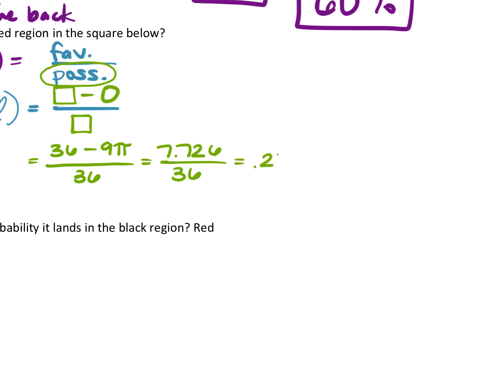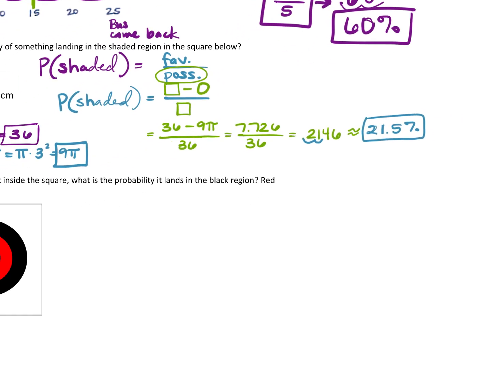And you get 0.2146. What is that as a percent? Multiply by 100, right? This would be about 21.5%, or if you round to the nearest percent, 21%. So you have about a 21.5% chance that if you throw a dart, it's going to hit the shaded part. That's percent.